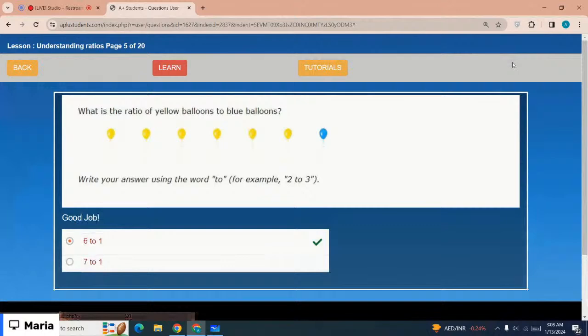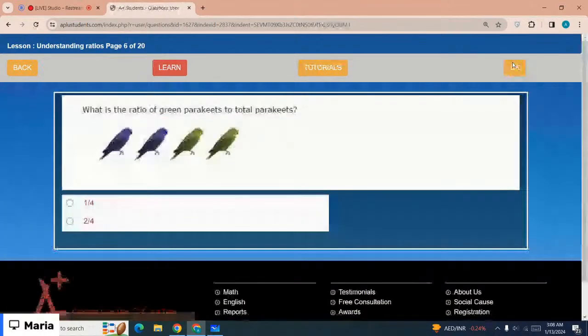Okay, the next one is: what is the ratio of green parakeets to total parakeets? So which is the correct option? So there are 2 green parakeets and the total parakeets are 4. So that is 2 to 4, right? The correct option is 2 to 4.